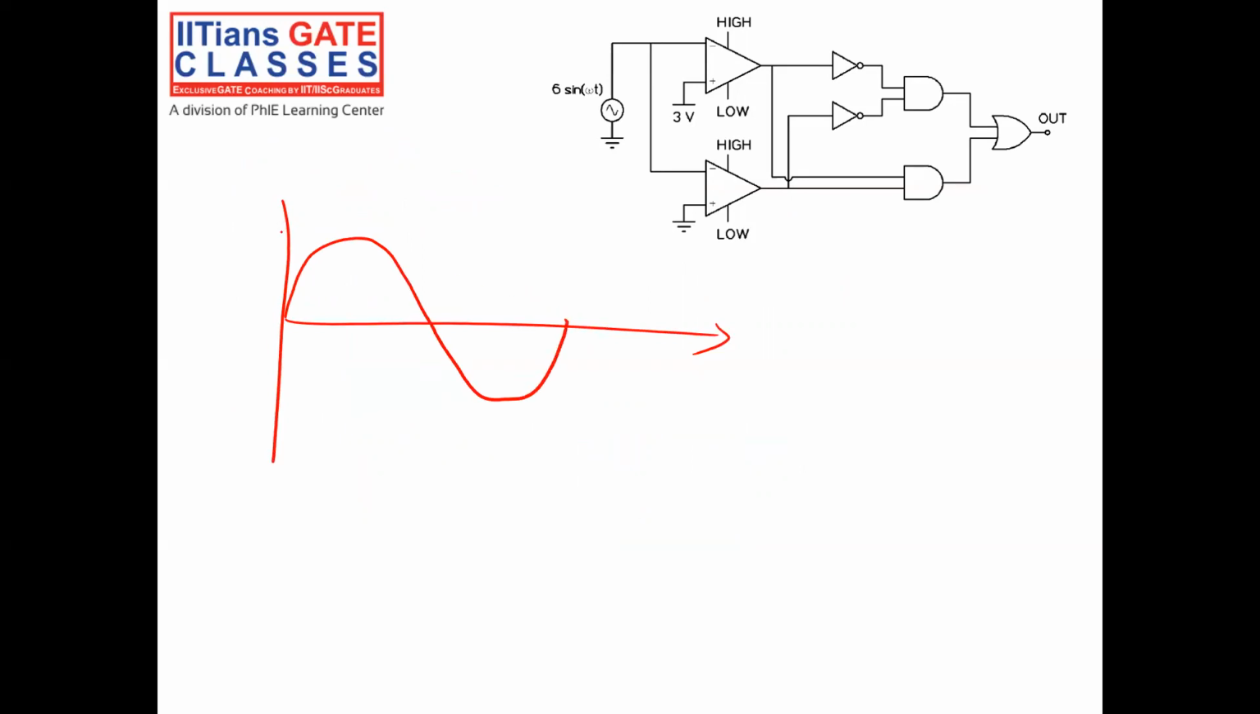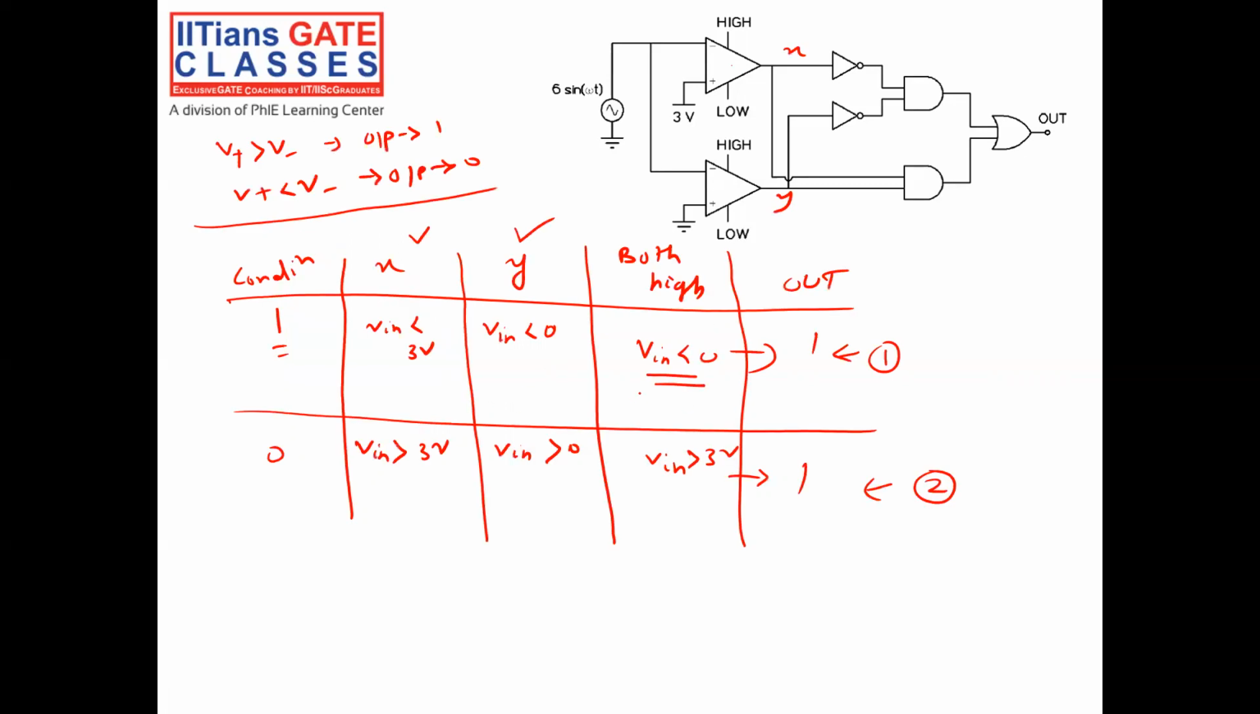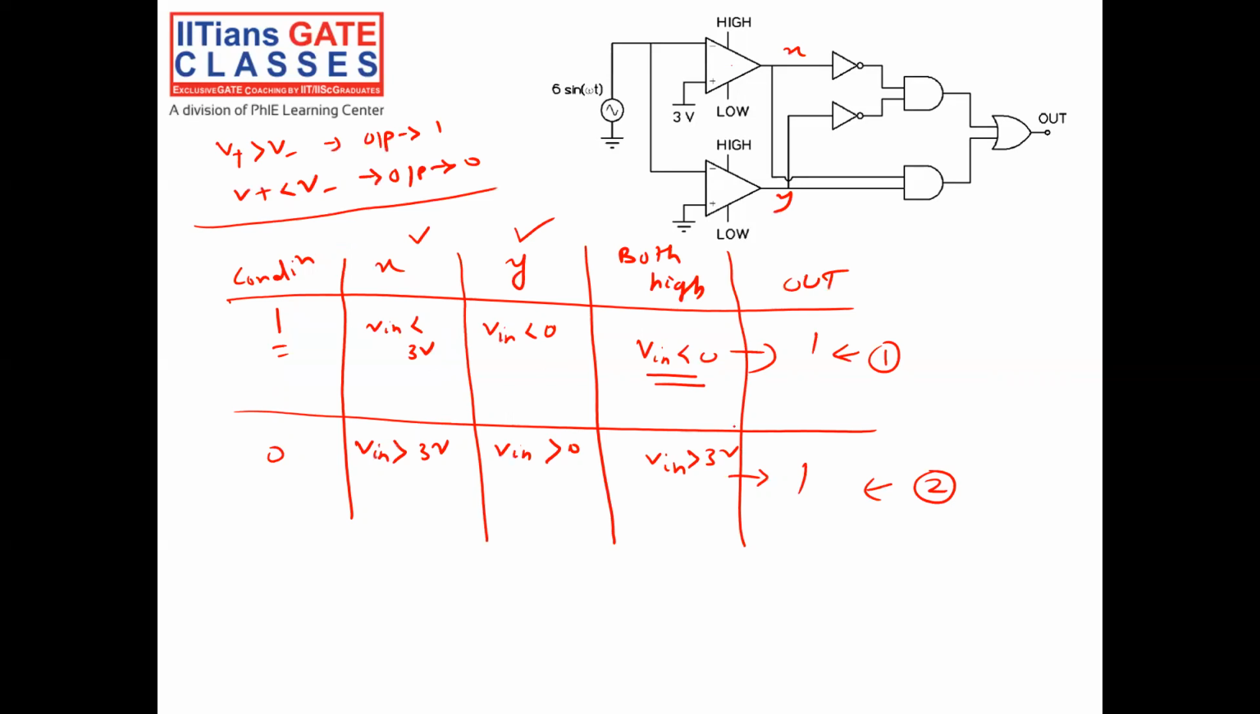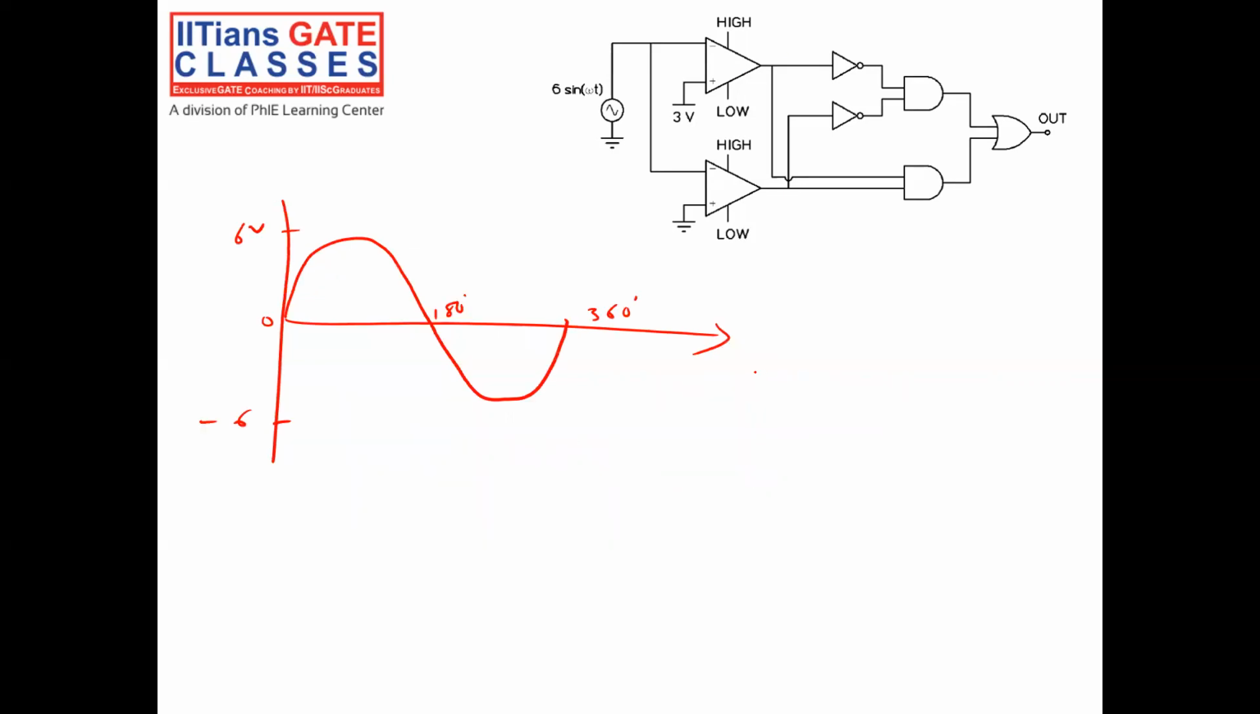Okay. This is your plus 6 volt. This is minus 6 volt. So the first condition is V in less than 0. This implies this is 0 degree, this is 180 degree, this is 360 degree. So the first condition, for V in less than 0, the output will become 1, is this one.